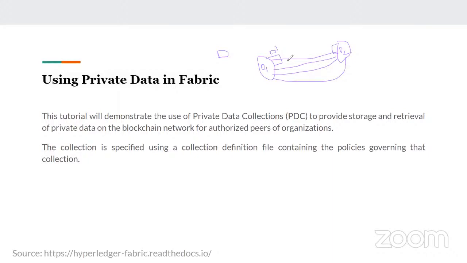Instead of creating multiple channels, we are going to define the private data, and we are going to define the policy whether a particular organization will be able to see this private data or not, and whether a particular peer from that organization can see this data or not. This was the view from their side.